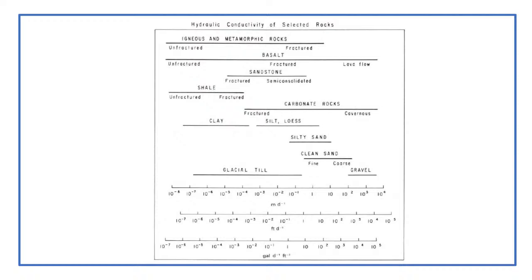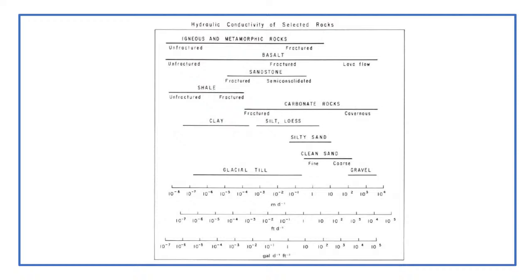We get into the bedrock, the igneous and metamorphic rocks at the top. Big difference between unfractured and fractured: really low hydraulic conductivity in unfractured rocks, higher in fractured rocks. Looking at the bottom here, gravel and clean sand is generally going to give you your highest hydraulic conductivities. In the middle, you have carbonate rocks, which are limestones. You're going to go from fractured to cavernous, so a big difference in hydraulic conductivity there. And shale, not much unless you get fractured. The same with sandstone.